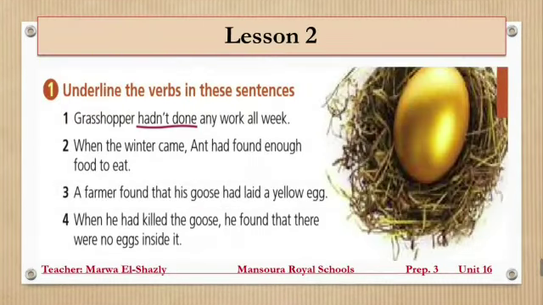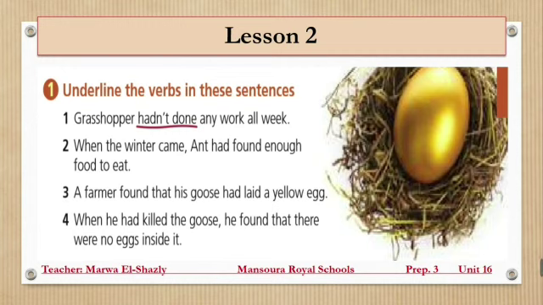For lesson 2, we're gonna deal with grammar. Past perfect. Underline the verbs in these sentences. Grasshopper hadn't done any work all week. So here the verb hadn't done, we underline it. We noted that it consists of 2 parts. First part, hadn't, and the second part, done. Do the same with the rest of the exercise.